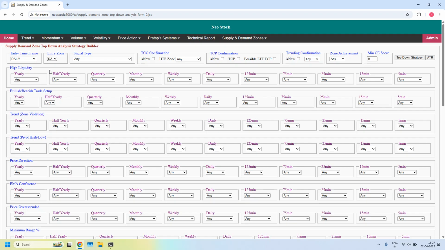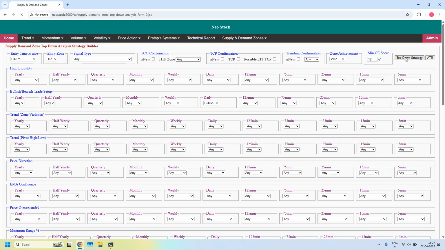Entry zone should be demand zone. In bullish or bearish trade setup at entry time frame daily, I am selecting bullish. Next, zone achievement should be violated opposing zone. Minimum odd enhancer score should always be 12.